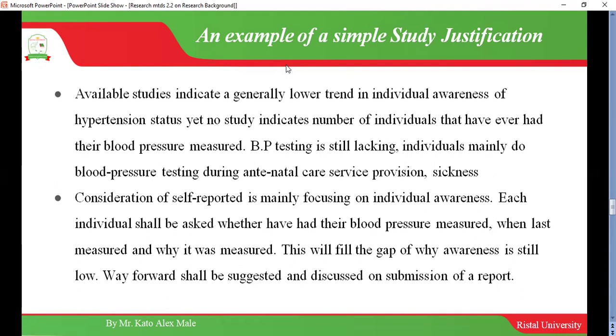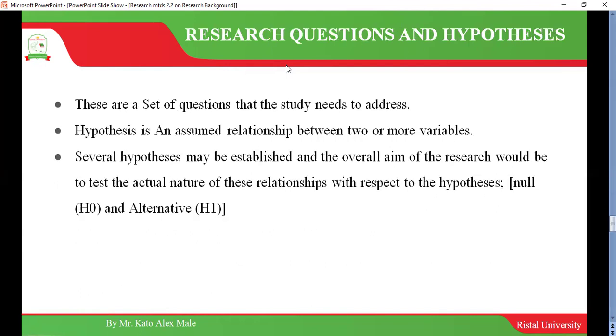I think you can see the author gave the gaps existing. The author gave the significance of this study and how it will address the available gap in knowledge. Then the other one is research questions, and also hypotheses.